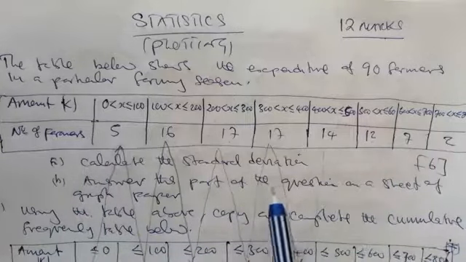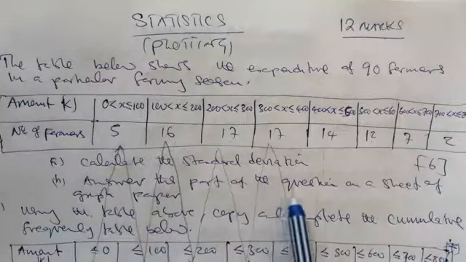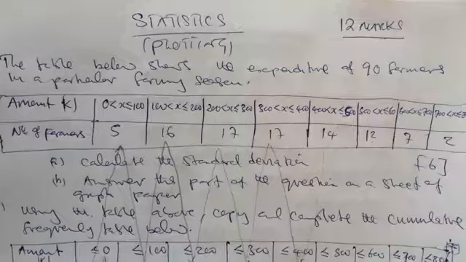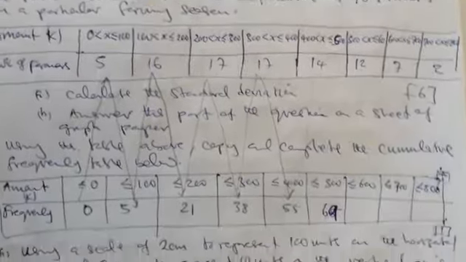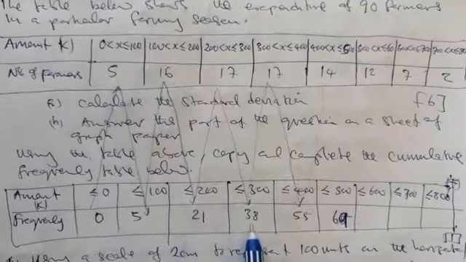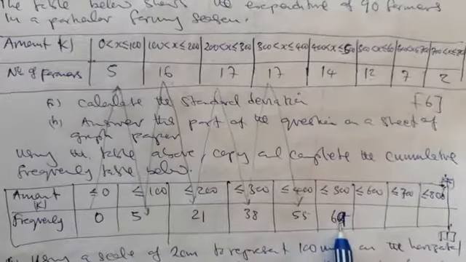You calculate that because we did it. Then answer this part of the question on a sheet of graph paper. Using the table above, copy and complete the cumulative frequency table below. So you copy it to your graph paper. Here I've got 0, 100, 200, 300, 400, 500, 600, 700, 800. The frequency we have here is 0, 5, 21, 38, 55, 69.